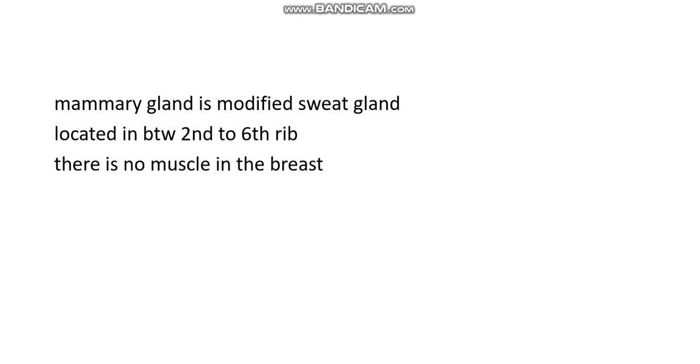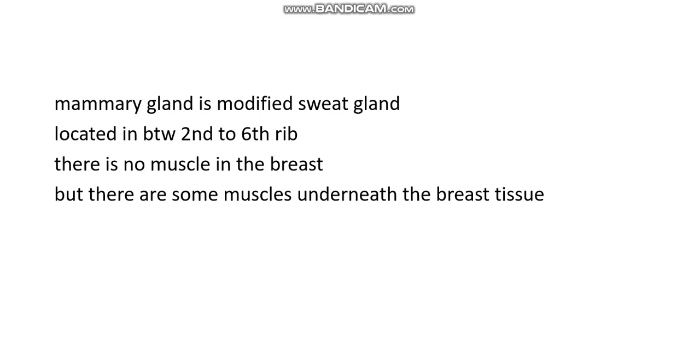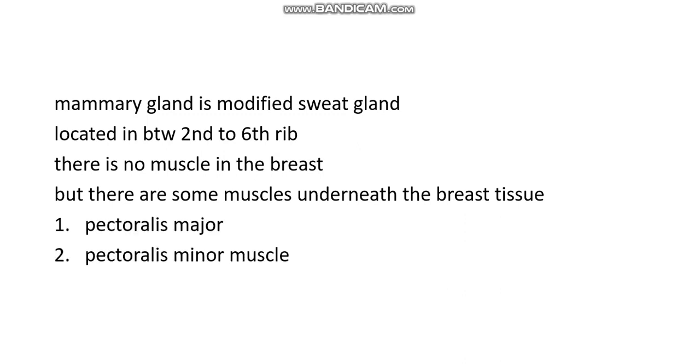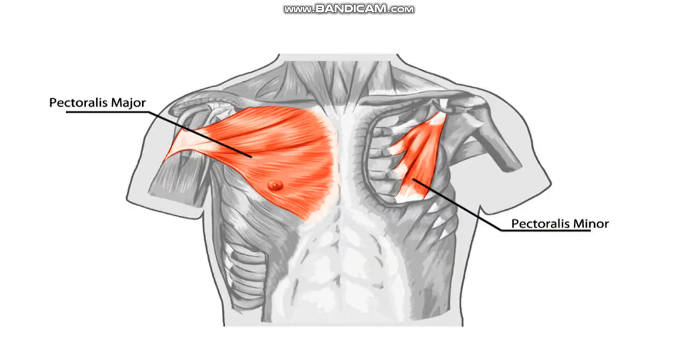The breast, as we know, is also called the mammary gland, which is a modified sweat gland. It is located between the second and the sixth rib. It starts from the second up to the sixth rib. There is no muscle in the breast. However, there are some muscles underneath the breast tissue. They are the pectoralis major muscle and the pectoralis minor muscle.